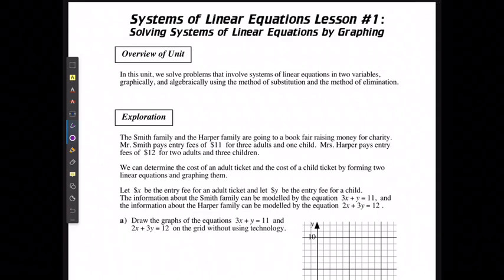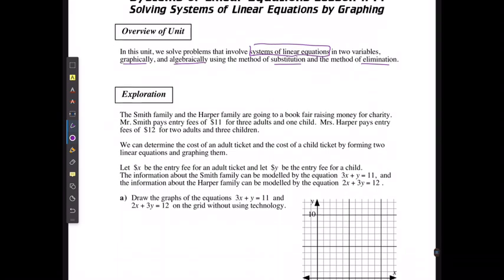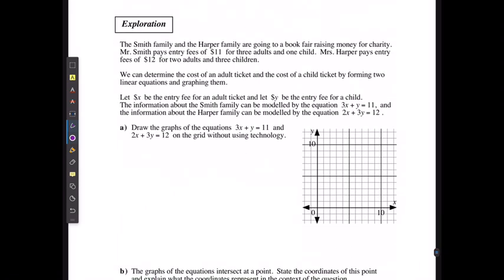Okay, so we're going to take a look at our first lesson for the Systems of Linear Equations unit. In this unit, we solve problems that involve systems of linear equations in two variables. We can do this either graphically or algebraically using the substitution or elimination methods, which we're going to do in separate lessons. So first off, we're going to take a look at this exploration.